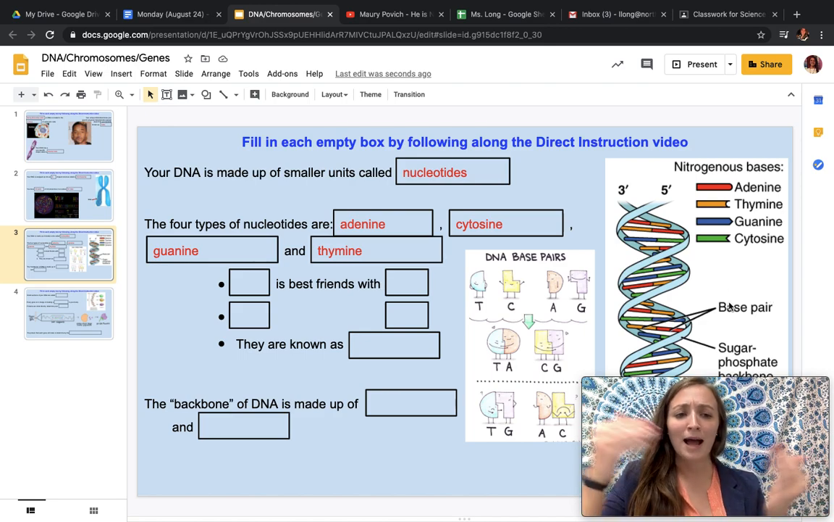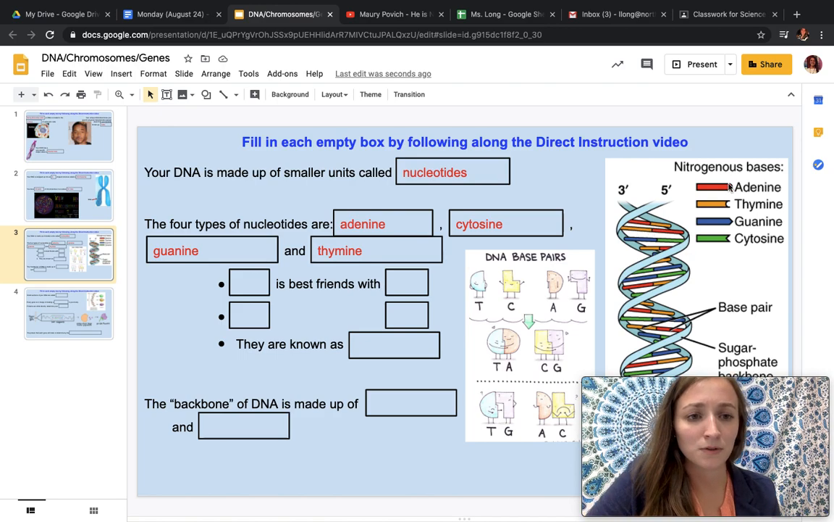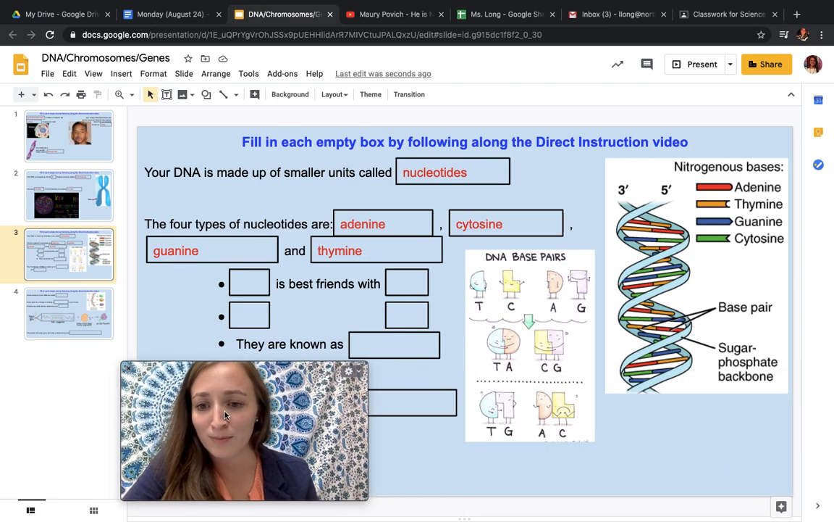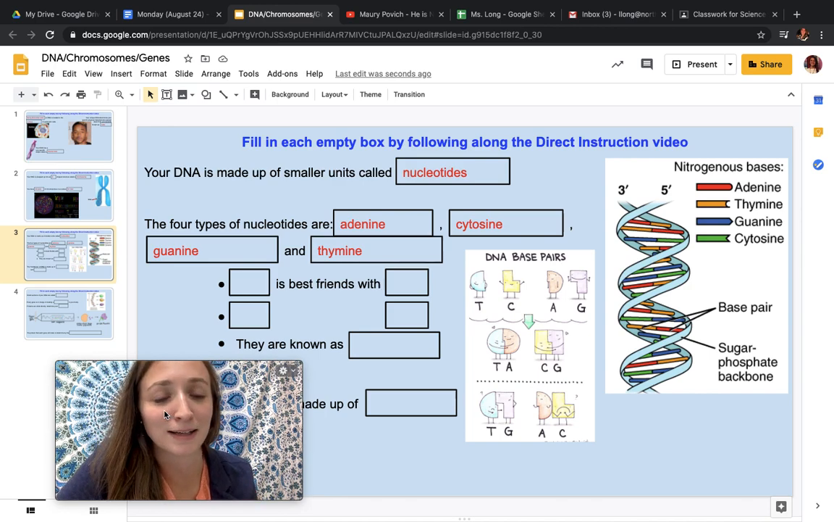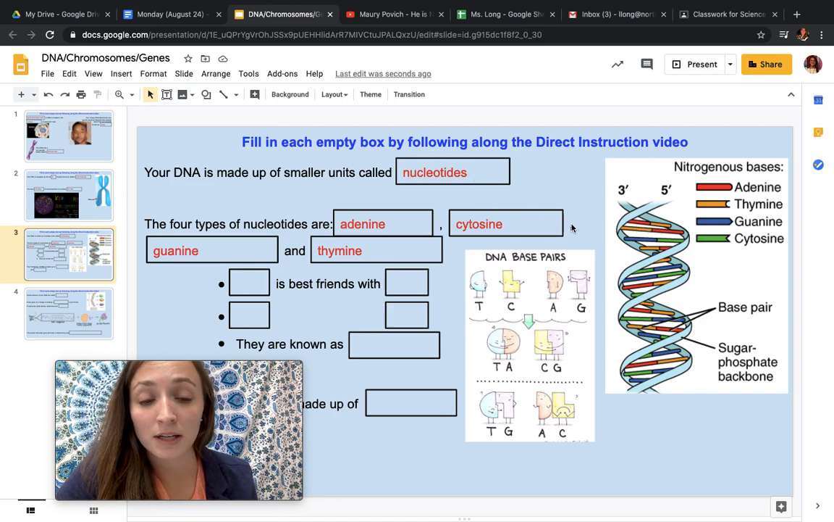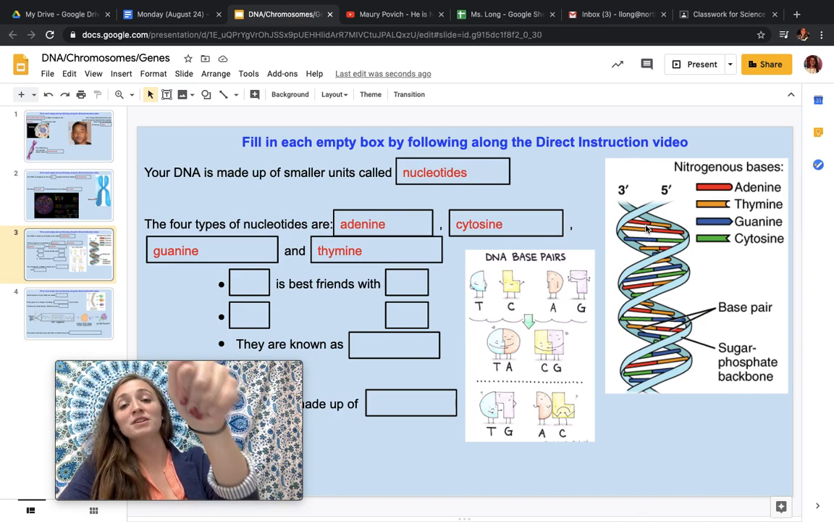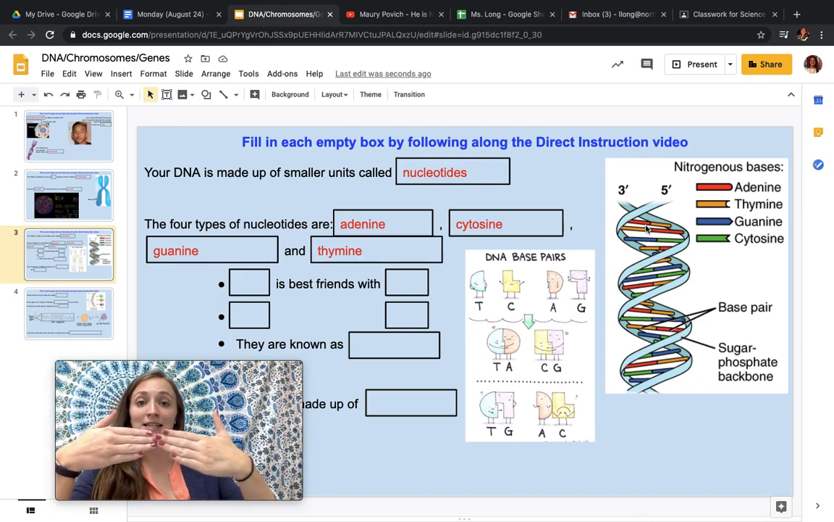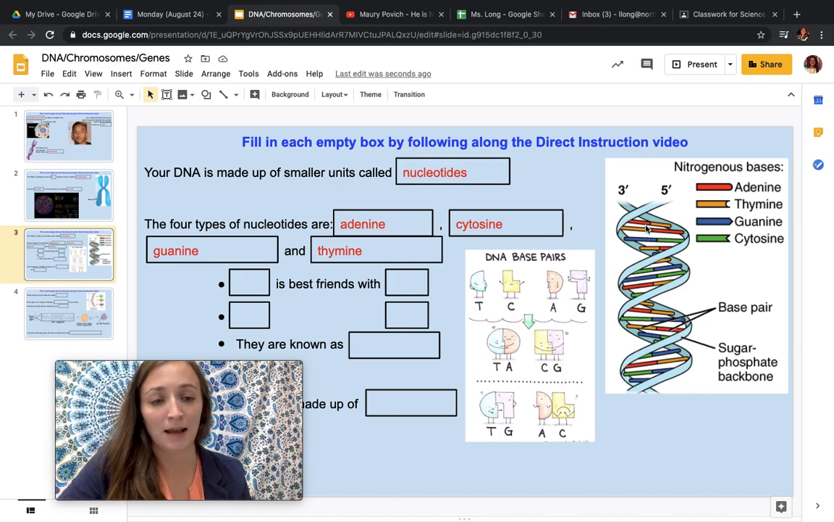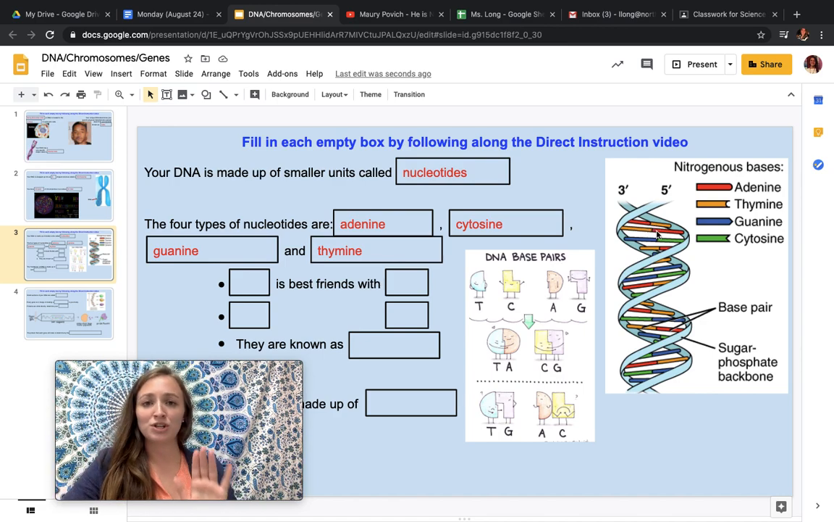Now, what happens is they will meet in the middle. If you see this picture right here, I keep moving myself all over the place. It's probably distracting. But if you look right here at the picture, it looks like a ladder, and the steps, or the nucleotides, only reach out about halfway. They have to reach out to another nucleotide to connect the ends of the ladder, or the DNA. Now, they won't just reach out and grab everybody.